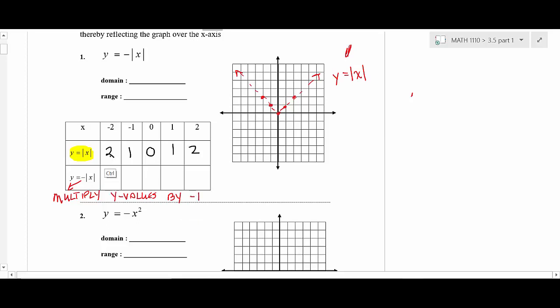So I'm doing this in my head. I'm just 2 times negative 1 is negative 2. That's negative 1. That's still 0. That's negative 1. And that's negative 2 like that. So those would be your next group of points.